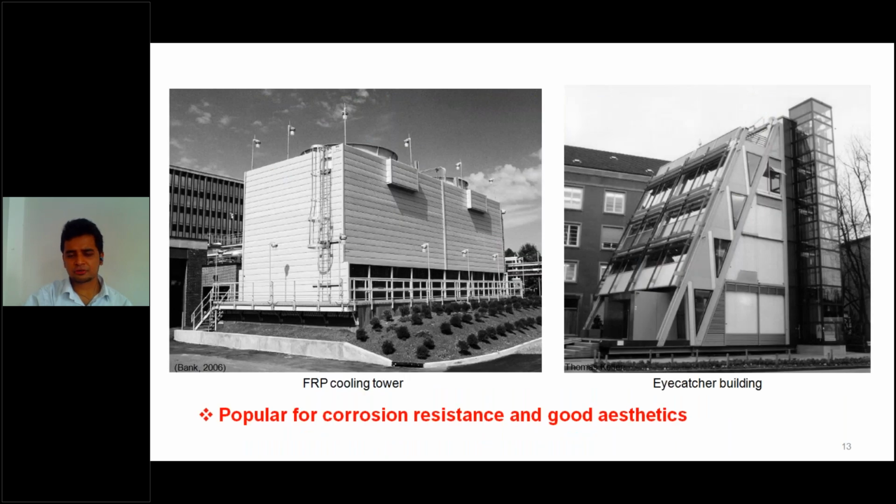Some other structures are also being built, like FRP cooling towers. FRPs provide good corrosion resistance, so these FRP cooling towers were manufactured using FRP profiles. Many buildings now coming up, and already constructed, use FRPs as structural members and as non-structural members such as claddings. These also give good aesthetics to the structure.